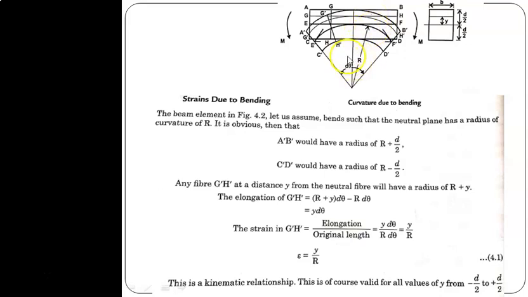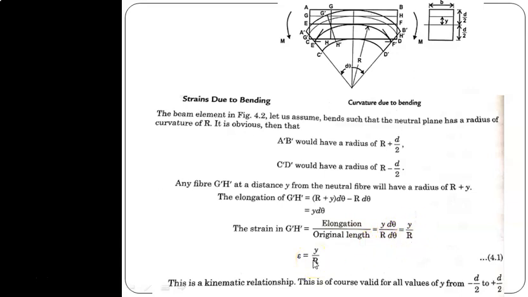When this is resolved, it becomes (r plus y) d theta minus r d theta. That is nothing but the elongation. The fiber gets elongated, which becomes y d theta. The strain in G' H' is elongation divided by original length. Therefore y d theta divided by r d theta. This is the change in length divided by the original span r d theta. Therefore it is y by r.